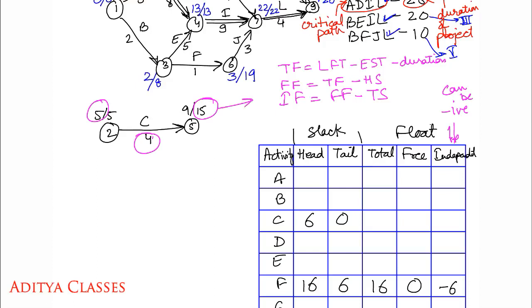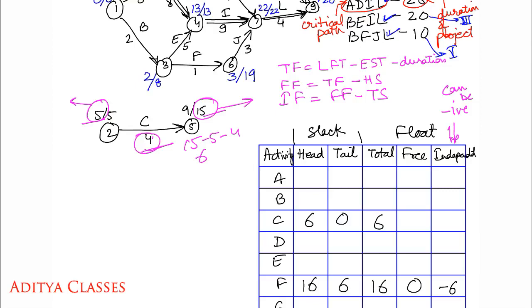Last time, first time, duration. 15 minus 5, 10, 10 minus 4, as simple as that. 15 minus 5 minus 4. That would give me, 15 minus 5 is 10, 10 minus 4 is 6. So what do I get? I get a 6 as total float. Done.